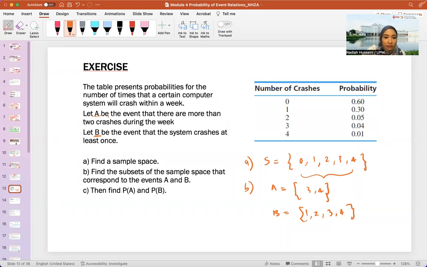So let A be the event that there are more than 2 crashes, just 3 and 4, right? So correct. For event B, the system crashes at least once. So it should be 1 or more than 1. So it should be from here to here, 1, 2, 3, 4. Okay, correct. So who wants to try C or should I pick someone?